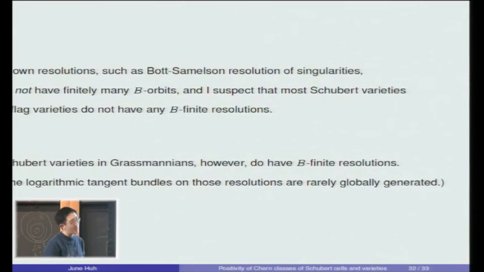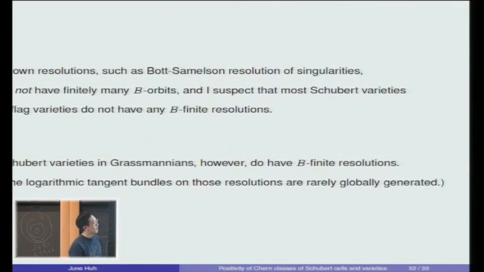That's right. I don't know. So the resolution I have in mind only works... we only have a clear analog for the Grassmannian case. Well, but still, something interesting happens in this case.